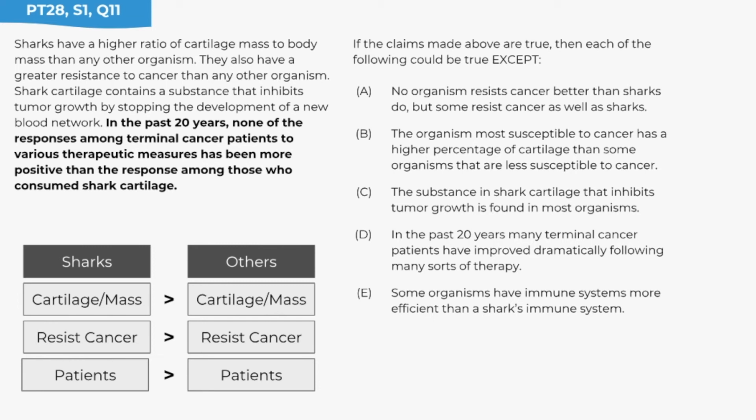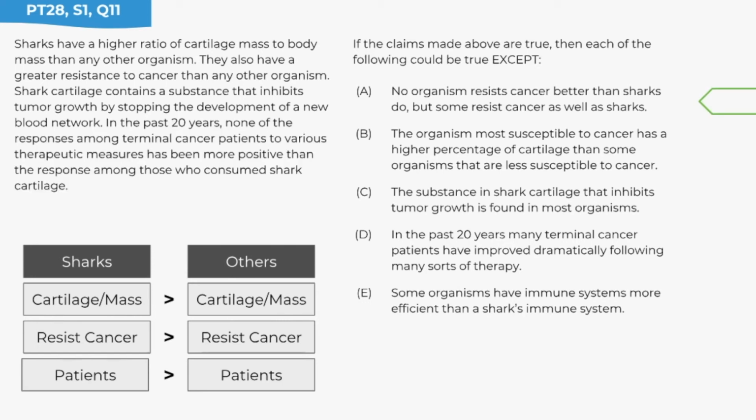And so the first part of answer choice A is consistent with that: no organism resists cancer better than sharks do. But the second part of A gets into trouble, because sharks can't be tied with some other organism. Sharks resist cancer better than anyone else. So answer choice A contradicts the second relationship, and let's hold on to it as possibly the right answer.